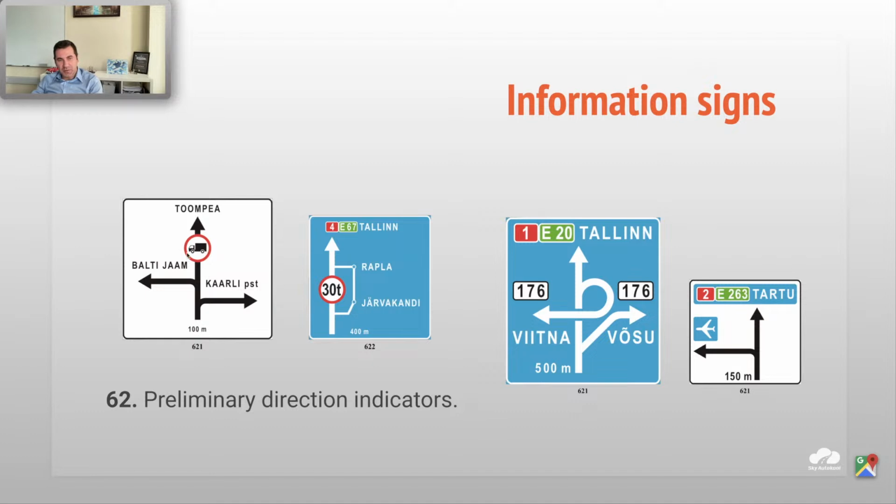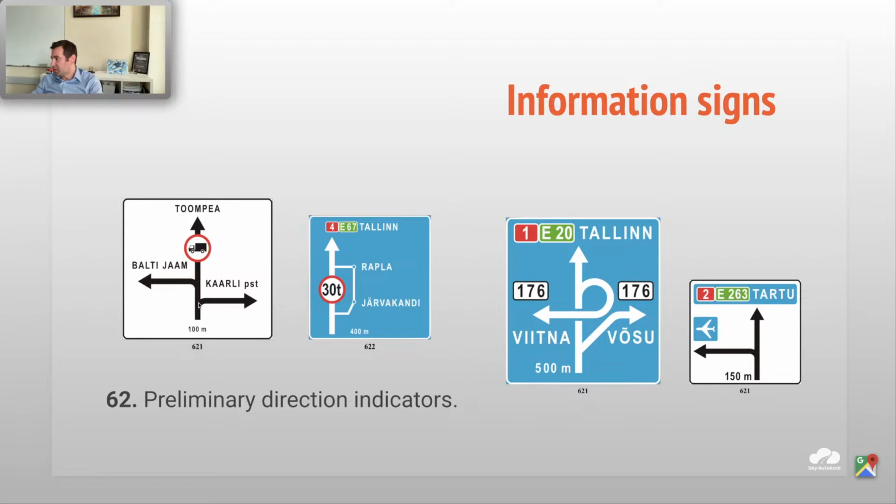Also, you can have some additional information. For example, you can see that if you're driving a heavy truck, you cannot go straight. The heavy trucks can go only to the right or to the left. And also outside of the built-up area, this second sign tells you that if your truck is heavier than 30 tons, then you cannot go simply straight. You have to turn to the right and drive it from the right side, from the Järvekandi and from the Rapla.